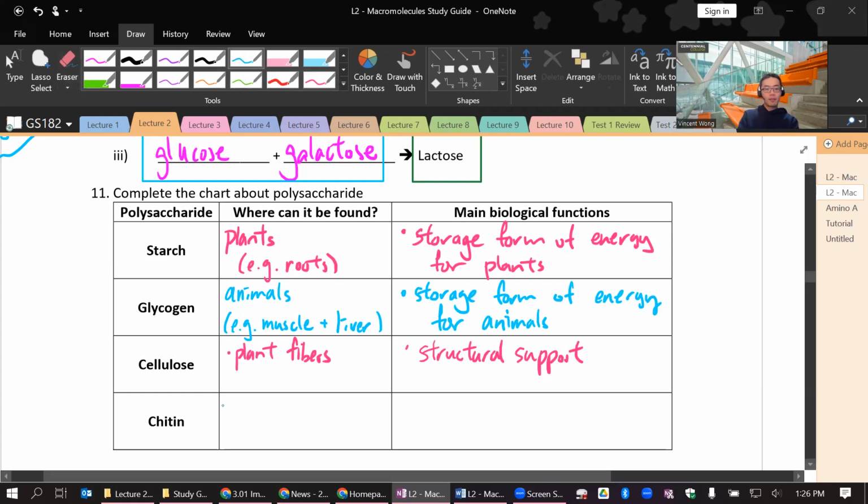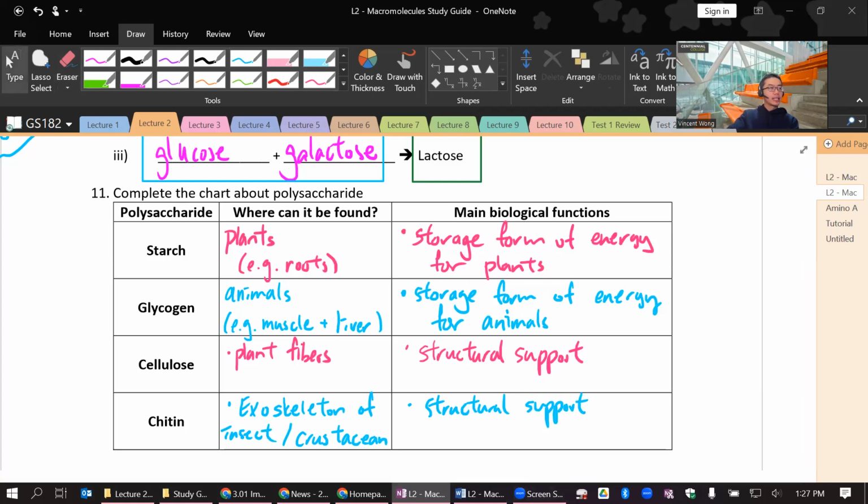Last but not least, we have something called chitin. And you will find chitin in the exoskeleton, like the outer shell of insects, right? Or crustaceans. These are like crabs, lobsters, right? Like shelled animals. And the function is structural support as well. Okay, so there you have it. Those are the 4 types of carbohydrates in the body.